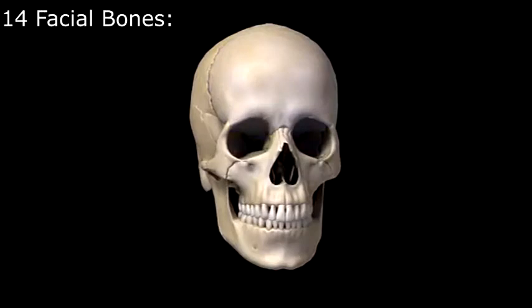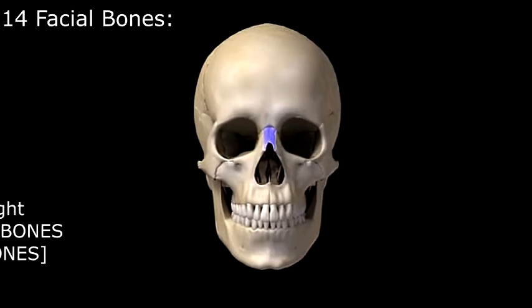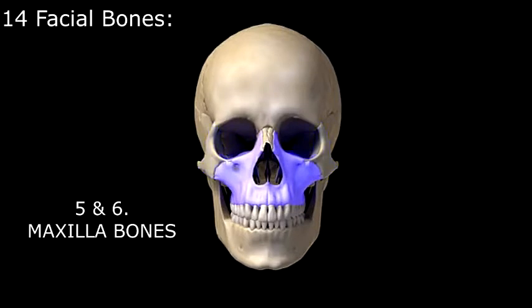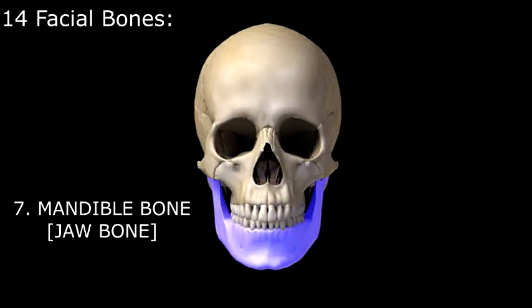Now let us see the 14 facial bones. These are the left and the right nasal bones. These are the left and the right zygomatic bones, which are also called the cheekbones. These are the left and the right maxilla bones. And this is the mandible, which is also called the jaw bone.